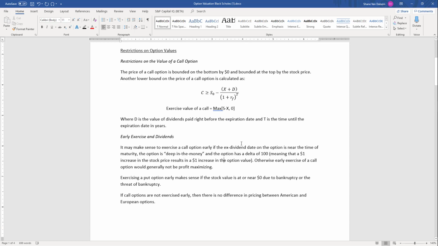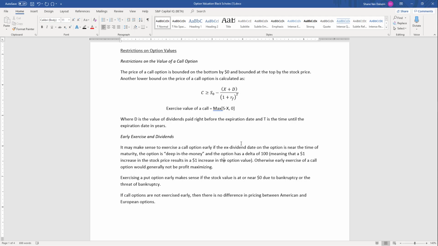Okay. So early exercise in dividends. It may make sense to exercise a call option early if the ex-dividend date on the option is near the time of maturity, the option is deep in the money, and the option has a delta of 100, meaning that a $1 increase in the stock price results in a $1 increase in the option value. Otherwise, early exercise of a call option would generally not be profit maximizing.